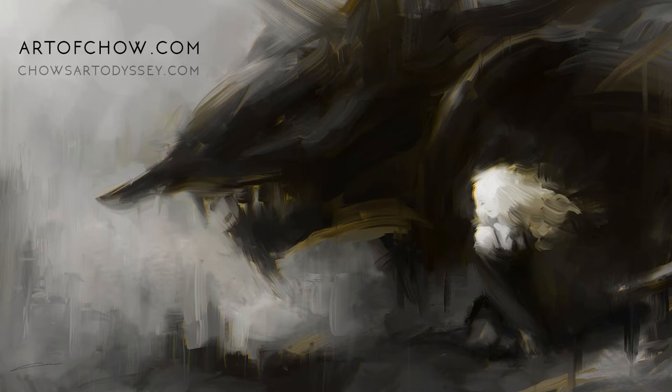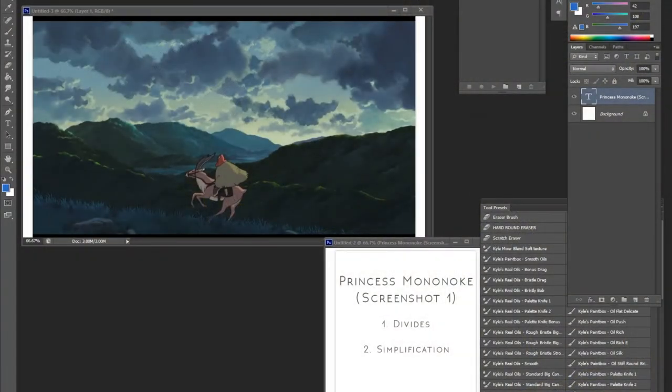Now, as promised, I said I was going to study Princess Mononoke, and I will do the first screenshot right now. Of course, if you ask me, I could take any screenshot from the movie and analyze the intricacies and how great it looks. But for the sake of not making a trillion videos, I will do some of my favorites in this one and the next one as well.